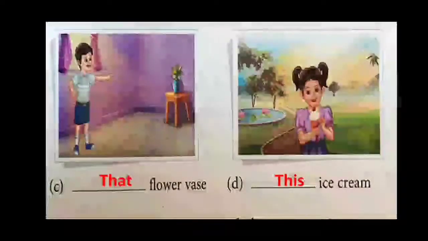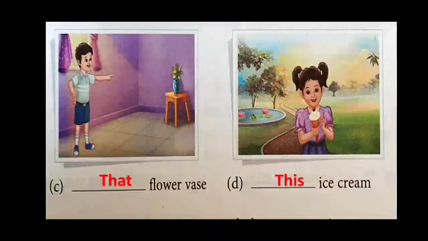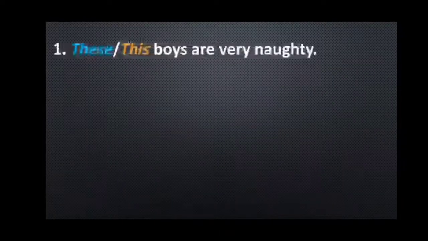Now we have to read the sentences given below and take the correct option. The words like this and that are used for singular forms and these and those are used for plural forms. The first sentence is: these or this boys are very naughty. In this sentence, the word boys is a plural form. The word these is the correct option. So the answer is these boys are very naughty.